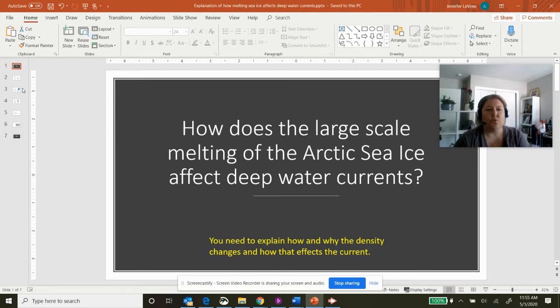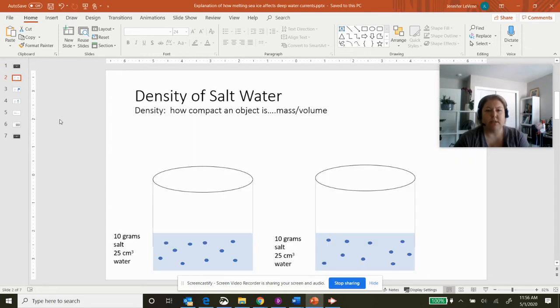Okay, so let's talk about density first, the density of salt water. We have two glasses here, and they both have the same amount of salt and the same amount of water. Density is how compact an object is, or how much stuff is in an area. We've discussed this as mass over volume, so mass divided by volume. I have it set up: we have two glasses, there's 10 grams of salt, that's the mass, and there's 25 cubic centimeters of water.